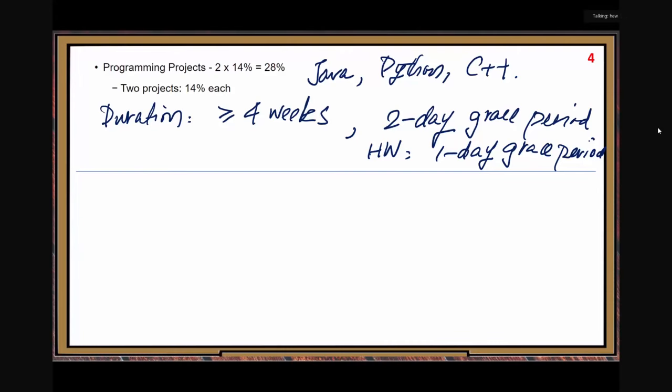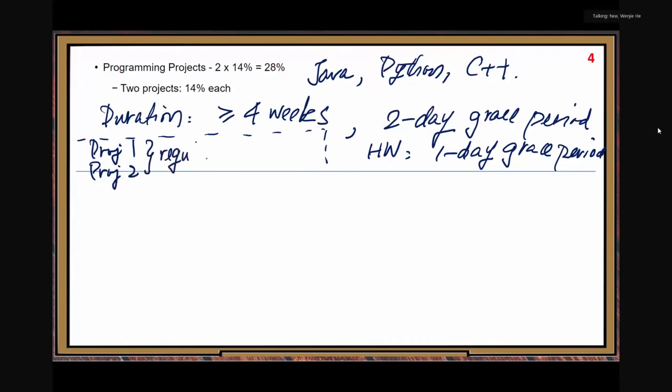Regarding the project, I'm thinking about a possibility: an optional project for extra credit. Sometimes some students ask for an optional extra credit project. So that's a possibility, okay? Here we have two regular projects. Project 1, project 2, regular, okay?